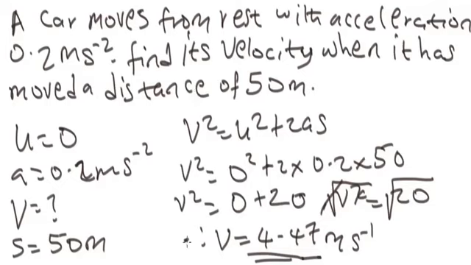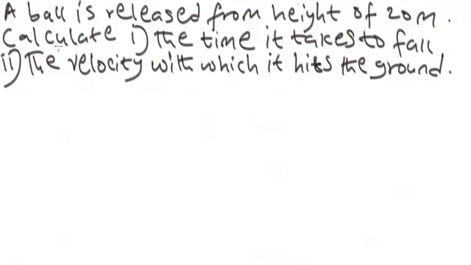Let's wipe this and look at another question. Okay, this question here says a ball is released from a height of 20 meters. Calculate (i) the time it takes to fall, (ii) the velocity with which it hits the ground. Alright, so since the ball is released from a height, that means this is a motion under gravity. Let's bring our parameters.